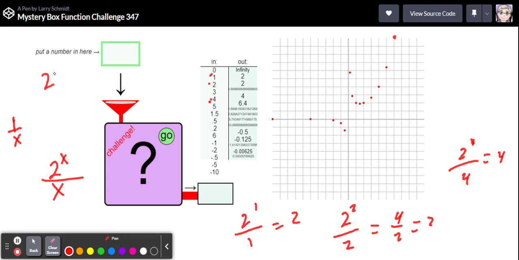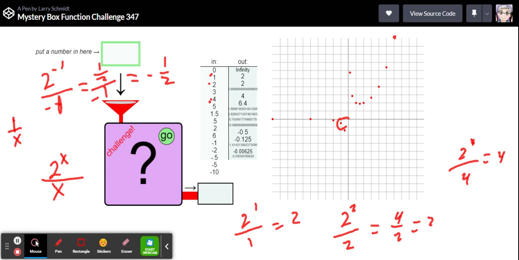So 2 to the negative 1 over negative 1. Oops. So 2 to the negative 1 is 1/2, and over negative 1, that's going to flip it upside down and make a negative, oh no, sorry, that's not going to flip it upside down. That's just going to put the negative sign in there. That would be a negative 1/2, and our graph got mixed up here. But yeah, at negative 1, we've got negative 1/2 right there. Well, I think that's got to be it.